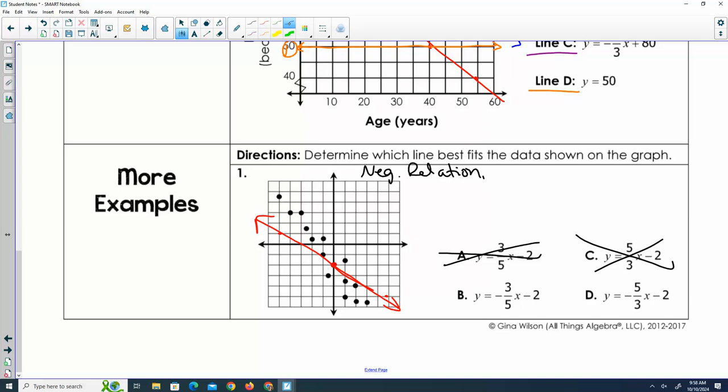If I look at D, okay, that one starts at -2. My slope is -5/3. So we would go down, although my graph doesn't even go down that far, but we can kind of estimate it, over 3. Or you could go up 5 and backwards 3.